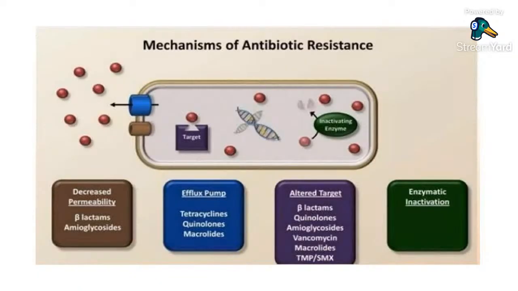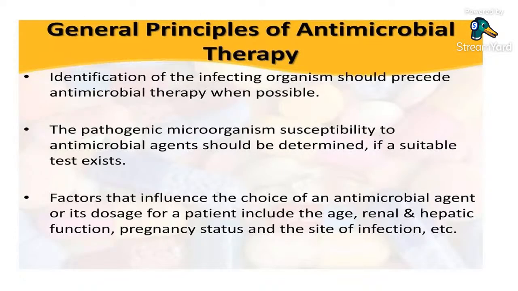Mechanisms of antibiotic resistance. These are four types of mechanisms: decreased permeability, efflux pump, alternate target, and enzymatic inactivation. First, decreased permeability: beta-lactam, aminoglycosides. Efflux pump: tetracycline, quinolone, macrolides. Alternate target: beta-lactam, quinolone, aminoglycosides, vancomycin, macrolides, TMP, SMX. Enzymatic inactivation.